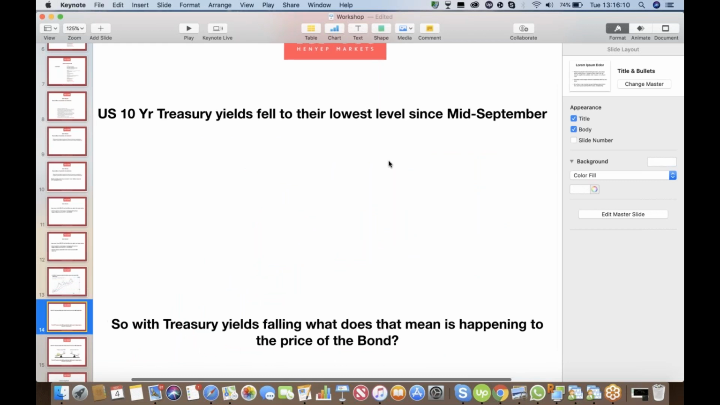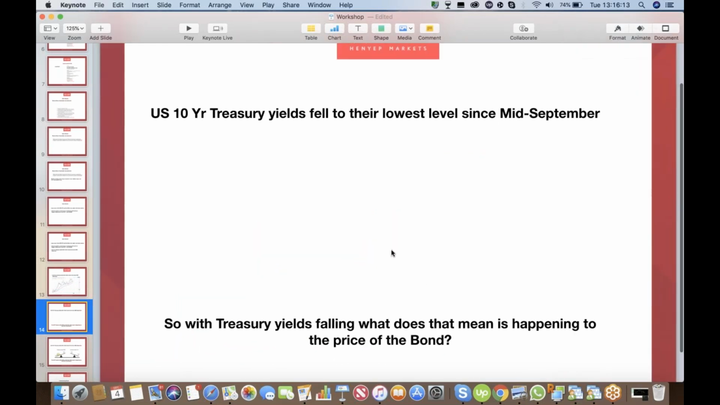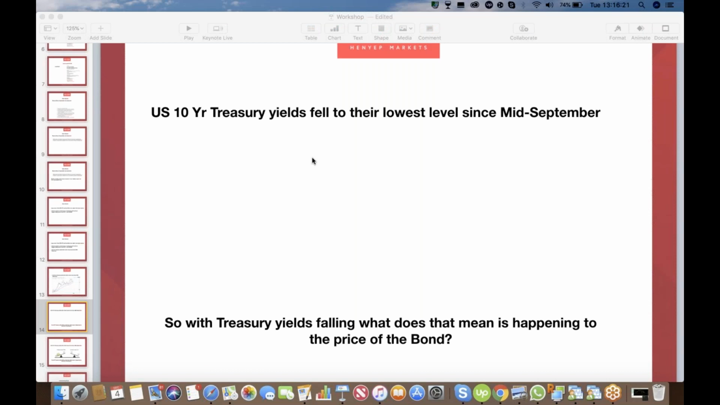With the US 10-year Treasury yields falling, what does that mean is happening to the price of the bond? Okay, this is where I'm going to ask you guys. So if the Treasury yield is falling, what is happening to the price of the bond? If you can remember last week, we looked at bonds and their price and their yield.